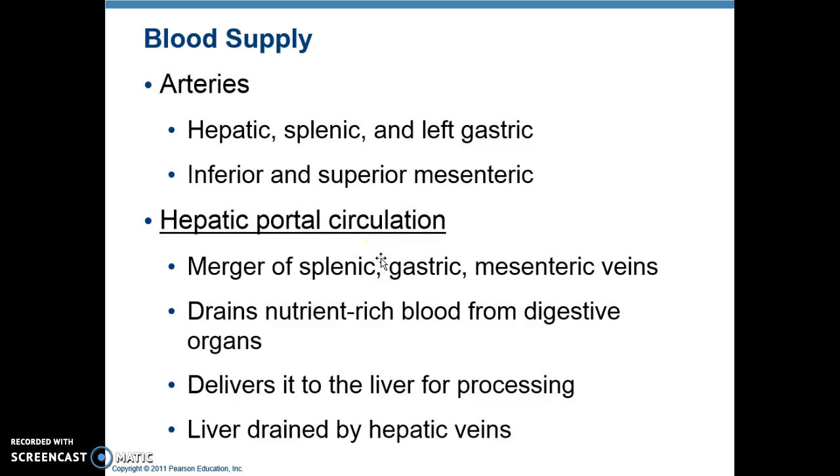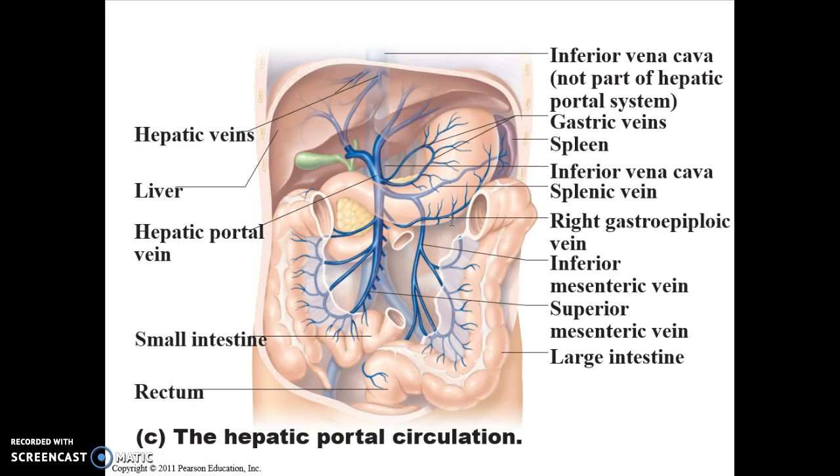All right, then we get to blood supply. So these arteries up here, you don't have to worry about. We covered those when we did the blood vessels in lab. What's more important is the hepatic portal circulation, because this we did not talk about. I'm just going to go down to the next slide so you can see it. There are a number of veins that we didn't cover in lab. You might remember that we didn't cover the splenic vein or the gastric vein or any mesenteric veins.